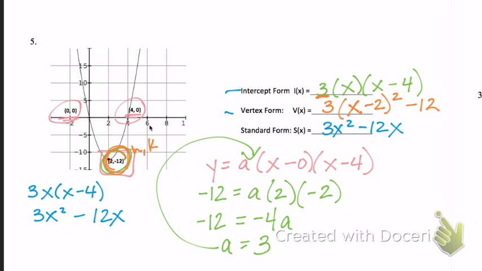Why do you think that there's no last number in the standard form? Because my y-intercept is a 0. Perfect.